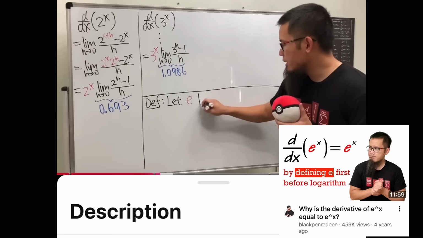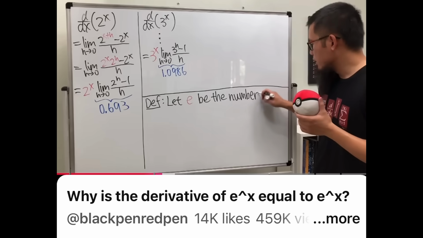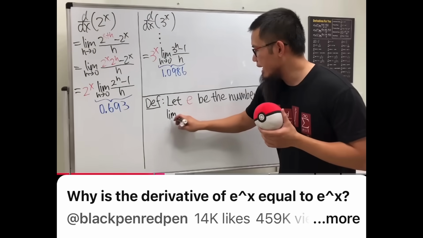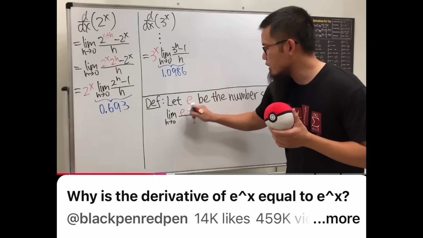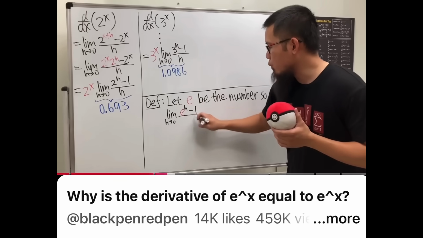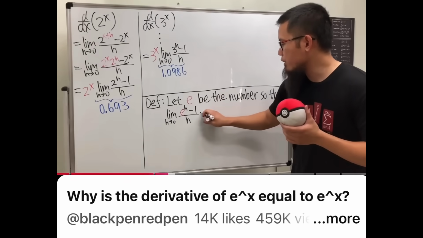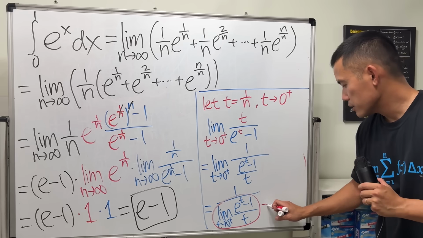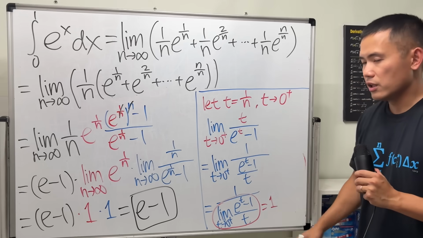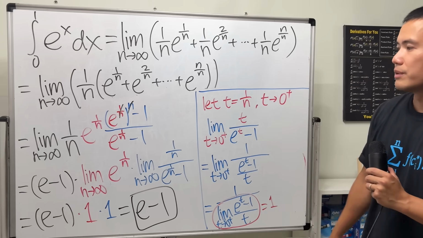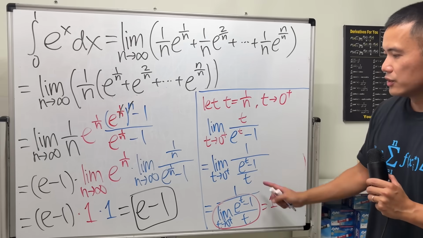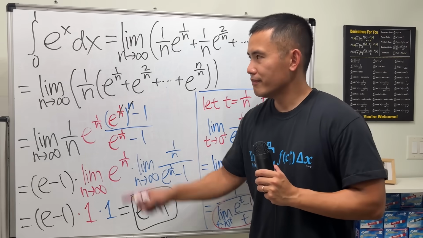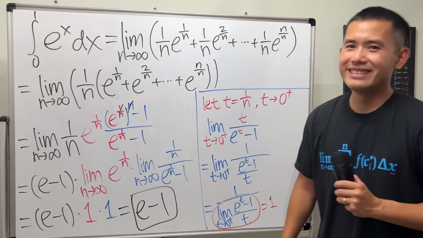Let e be the number so that the limit as h going to 0, and we use e for the base raised to the h power and then minus 1 over h, we want this right here to be exactly equal to 1. So this is just really by the definition of the number e. A definition, because there's also another version for it. So that is 1. That is e minus 1. We're done.